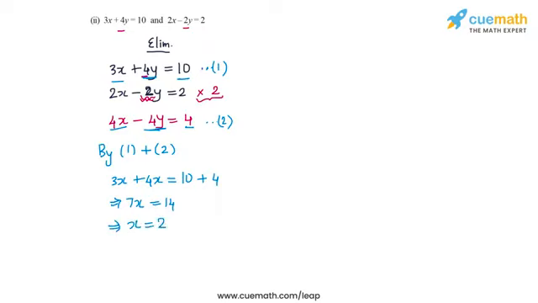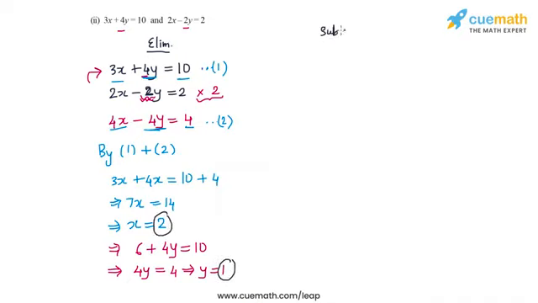Once I get x, I can find the value of y by substituting the value of x in any of the two equations. Let's do that in the first equation. So 3x, which is equal to 6, plus 4y is equal to 10, which means that 4y is equal to 10 minus 6 or 4, or y is equal to 1. So the solution to this pair of equations is x is equal to 2 and y is equal to 1. Now let's arrive at the same answer using substitution.